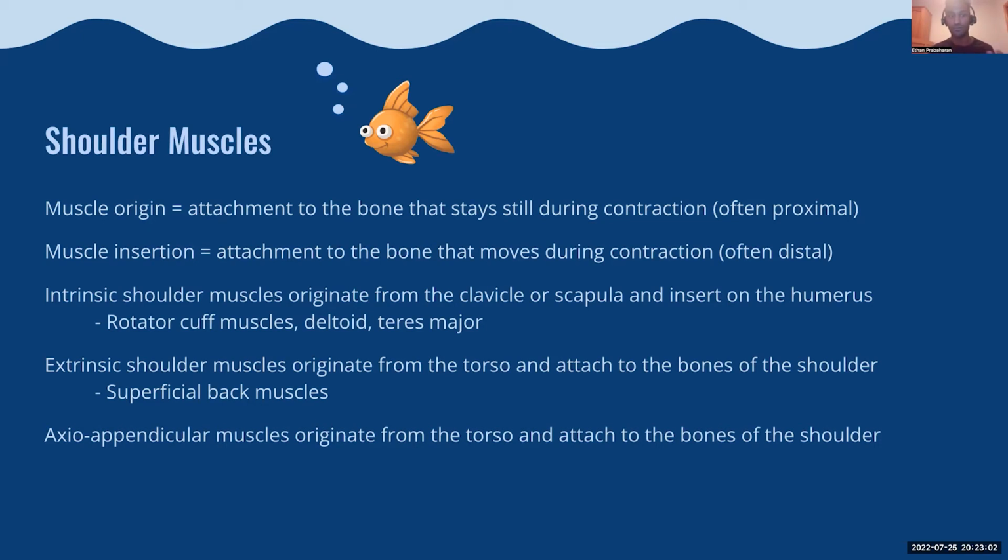Extrinsic shoulder muscles will move the shoulder or have a role in shoulder movement, but they originate outside of the shoulder, so from the torso, and they'll attach to the bones of the shoulder. So these include the superficial back muscles. And finally, axio-appendicular muscles originate from the torso and attach to the bones of the shoulder. I guess the difference between axio-appendicular and extrinsic is these are more your back muscles, whereas your axio-appendicular muscles are located around the front.